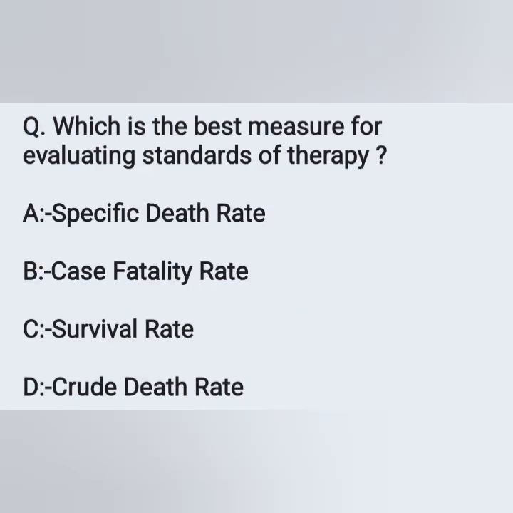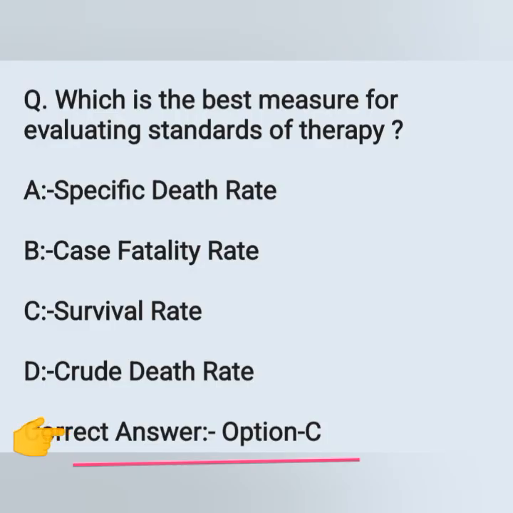Move on to the next question. Which is the best measure for evaluating standards of therapy? Options. Option A, specific death rate. Option B, case fatality rate. Option C, survival rate. Option D, crude death rate. Best indicator for evaluating standard of therapy is survival rate. Option C is the correct answer.